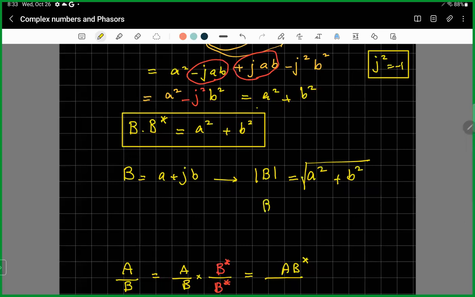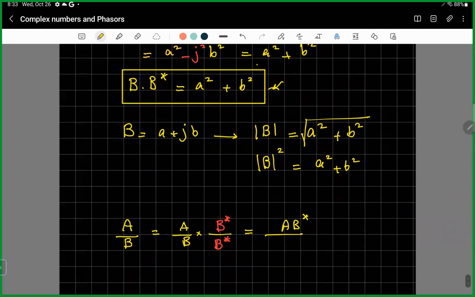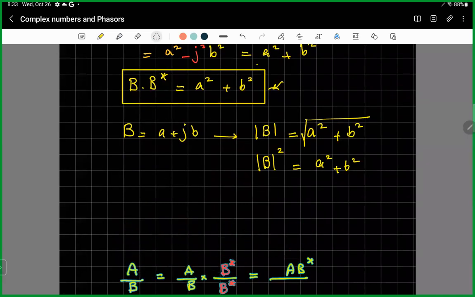What about if you want to find this square? You get the square root. You get rid of the square root, so you have a squared plus b squared. It's the same result you got here. So actually, the magnitude of a complex number, if you square it, will be equal to a squared plus b squared, which is equal to b multiplied by its conjugate. That's what we got.